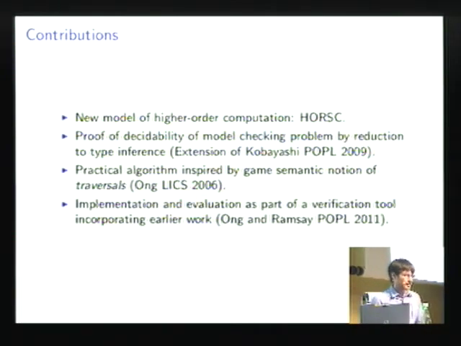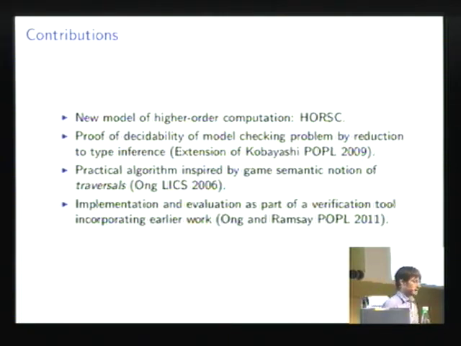We've made a few contributions in our paper, and I've outlined them here for you. First, we've introduced a new model of higher order computation, which is higher order recursion schemes with case, or HORSC. This is a restricted form of higher order computation compared to what you might be used to, such as programming languages like Haskell. And so we were able to give a proof of decidability of the model checking problem against a class of automata by reduction to type inference. And this proof is an extension of some work by Kobayashi.